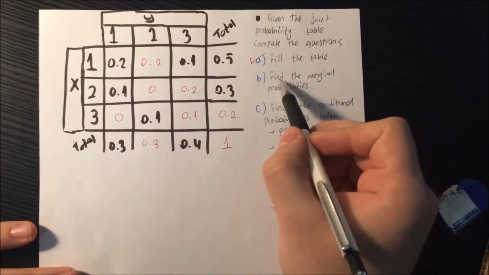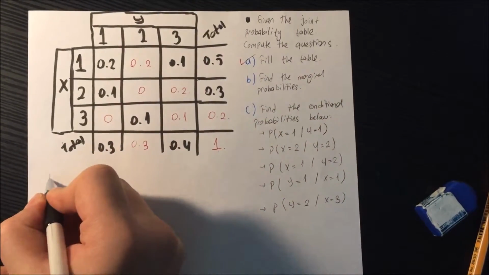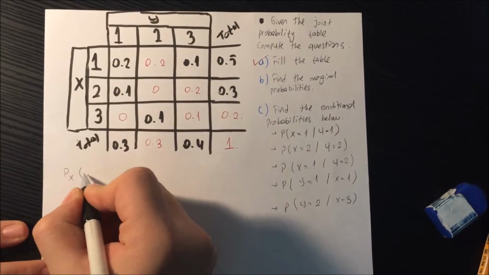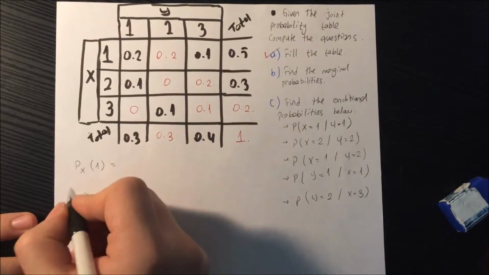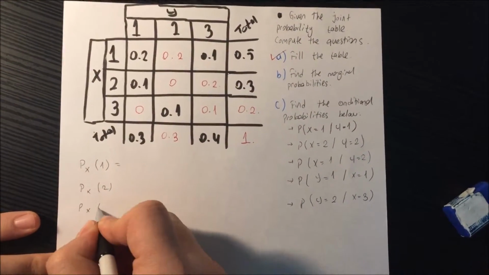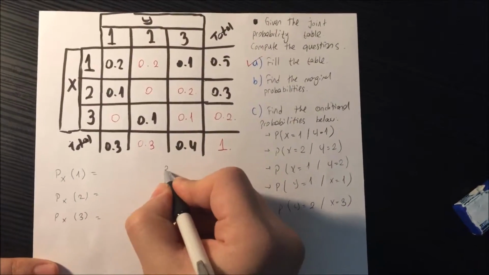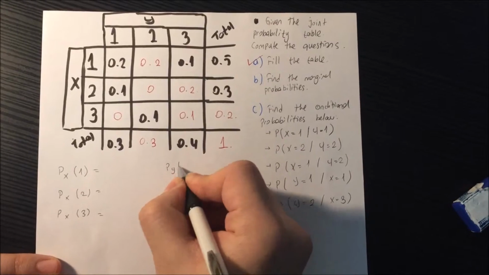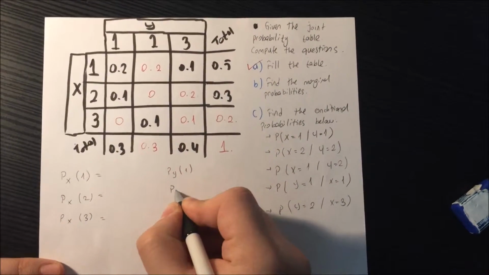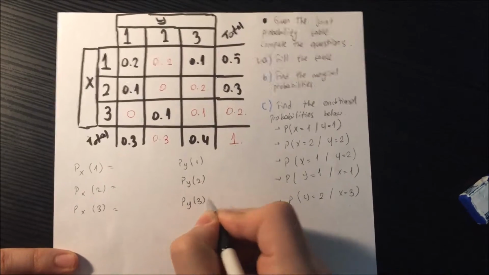In the second one, it asks us to find the marginal probabilities. So I'm going to write them one by one: Px2, Px3, and Py1, Py2, Py3.